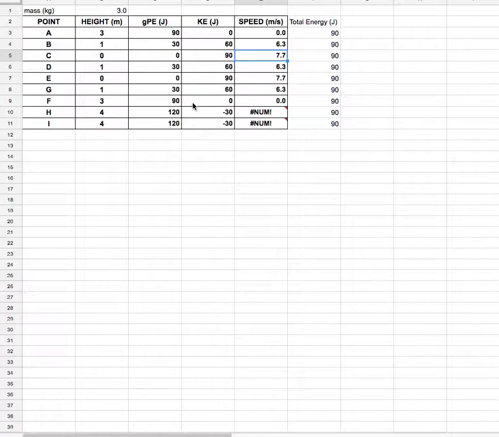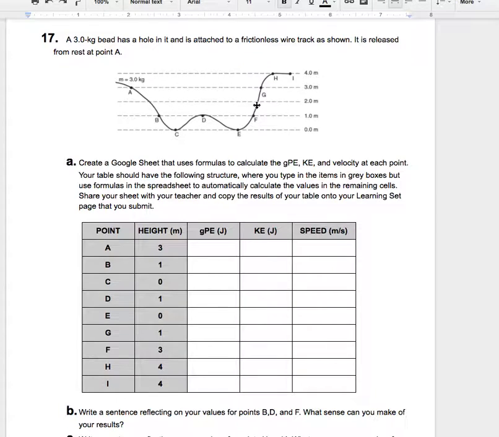What's also interesting is at F, we get to this point where the gravitational is 90, so the kinetic energy has to be 0. Which means it's not moving anymore, which means it's not going to go past that point. It kind of has to come up to G and then stop, which means it never will reach H or I.